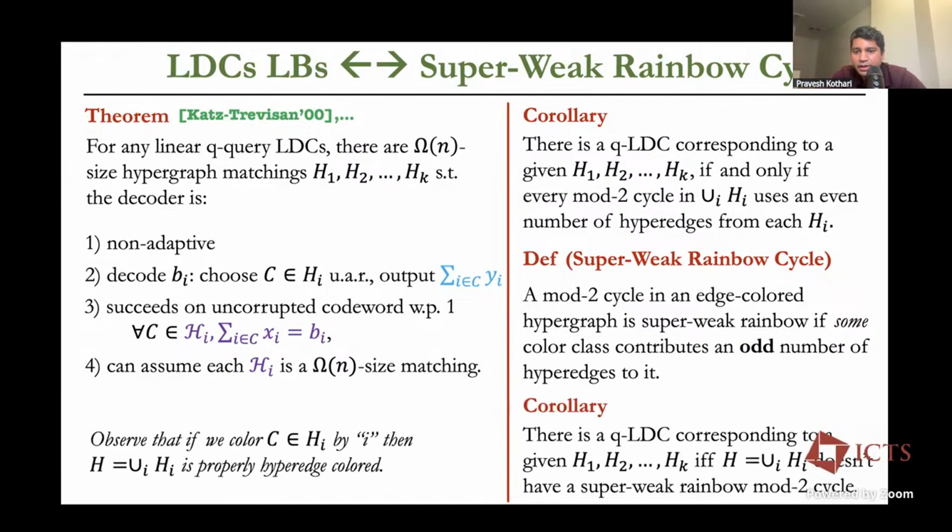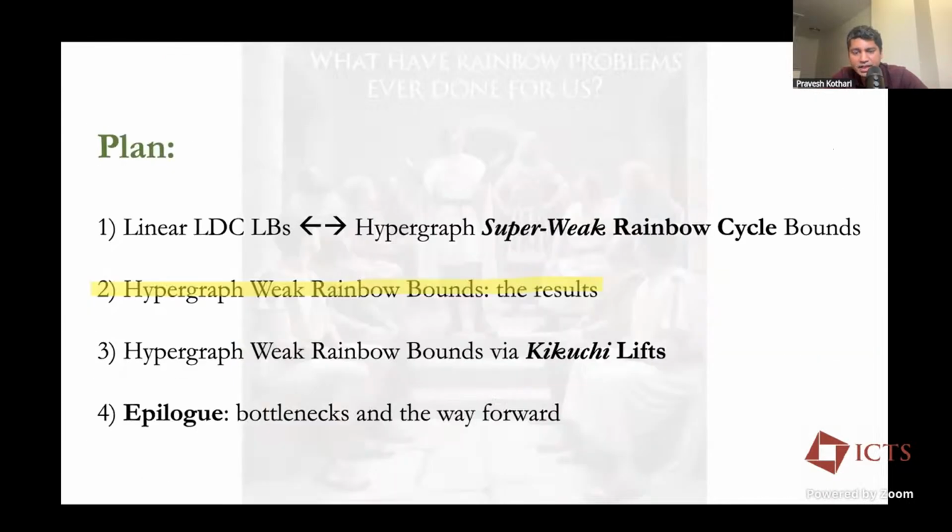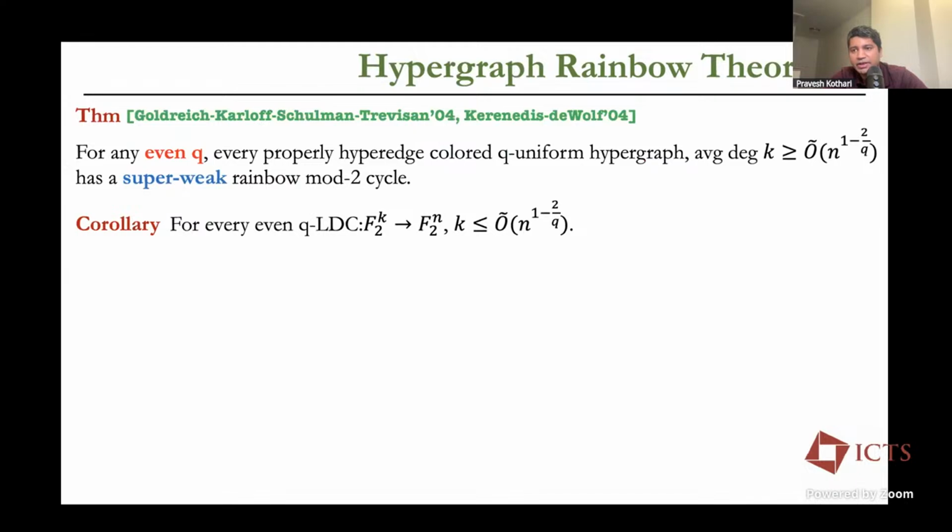Okay, good. All right, so we have a corollary that there is a QLDC described by H_1 through H_k if and only if the union of the H_i does not have a super weak mod 2 cycle. So basically we made a connection between the existence of a Q query locally decodable code and the absence of a super weak rainbow cycle in a k-colored Q-uniform hypergraph. Okay, this is the connection between the rainbow type problems in hypergraphs and LDC lower bounds. Good. So let me just state what we can prove about this.